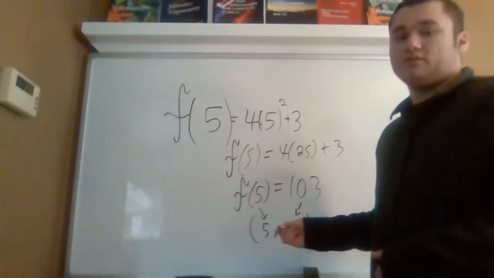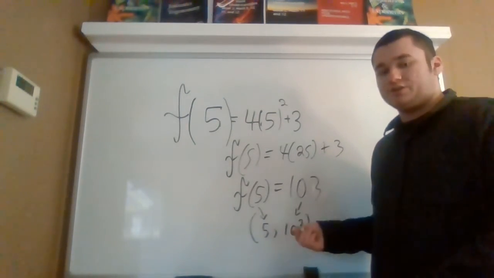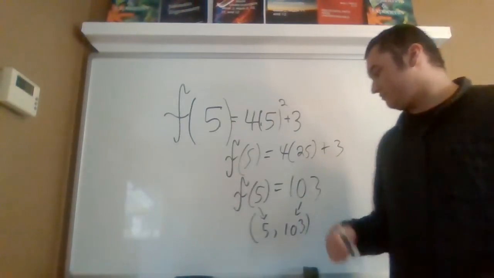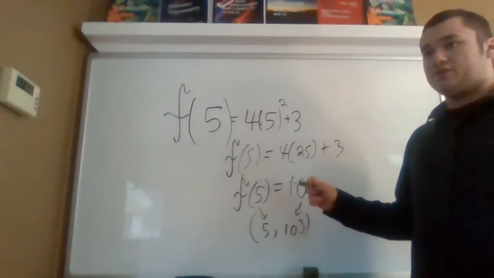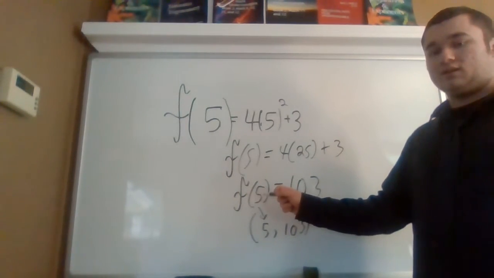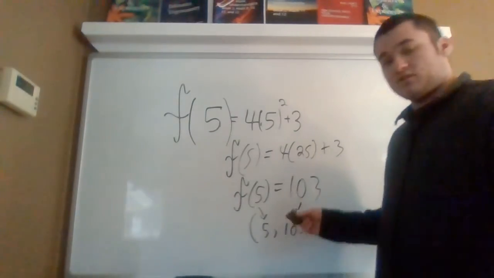So the coordinate is (5, 103). So for an input of 5, we get an output of 103. And of course, you can't have two different outputs for the same input. So whatever you put inside cannot have two different possibilities for it. So this is the first example I gave you.